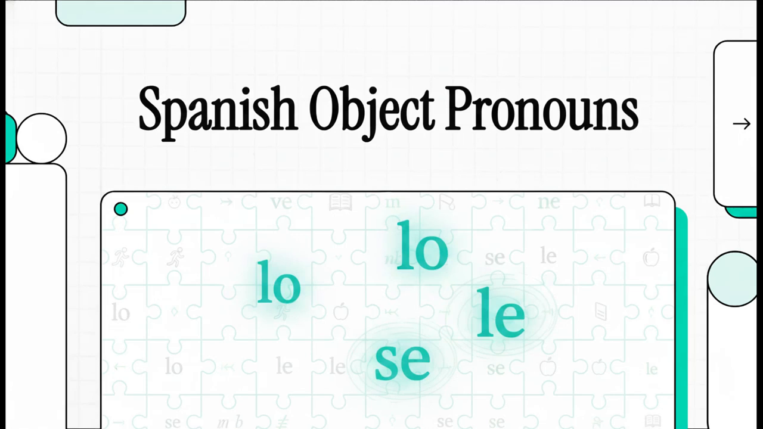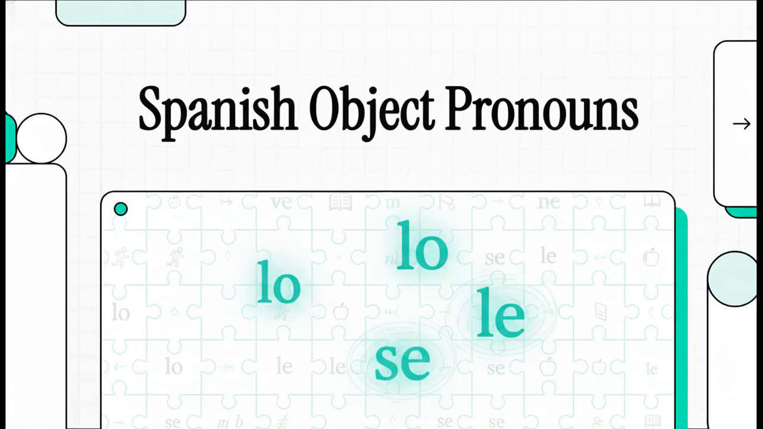We are jumping straight into a huge milestone today. We're going to master one of the most notoriously confusing grammar topics for native English speakers who are learning Spanish. Yep, we're talking about object pronouns. Specifically, where to put them and the infamous mystery of the word se.